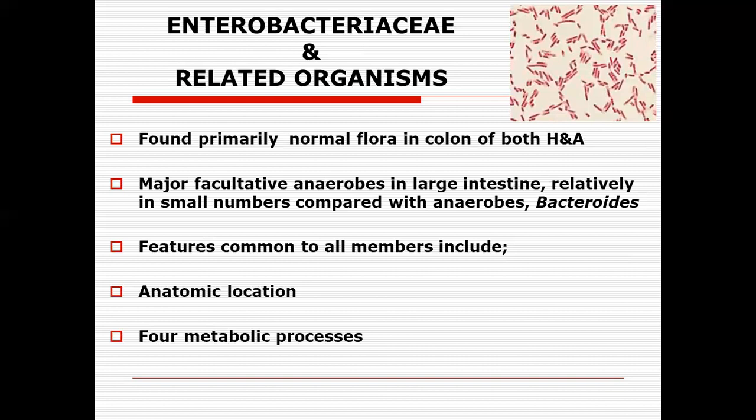These organisms are relatively small in numbers in the colon compared to the strict anaerobes, which are the Bacteroides. Bacteroides predominate in the colon compared to the members of the Enterobacteriaceae family. The features common to all members include the anatomical location and four metabolic processes which are very important for the identification or categorization of these microorganisms.